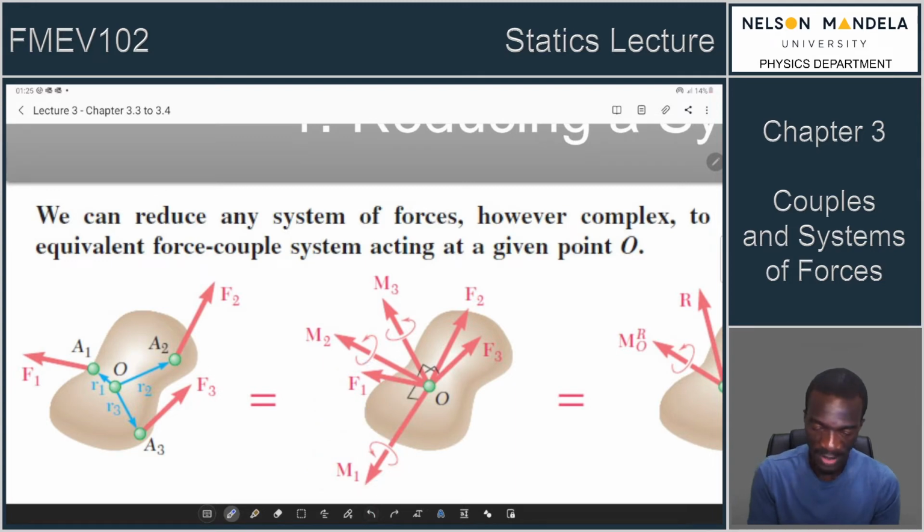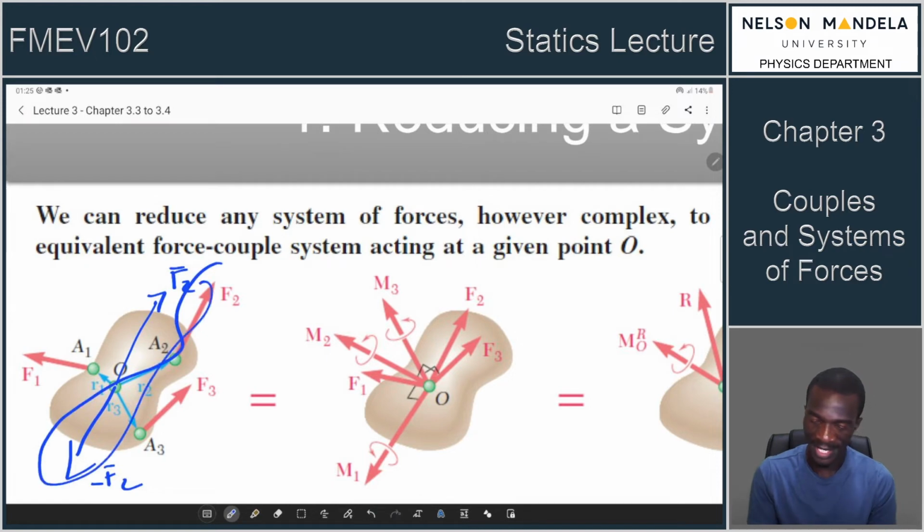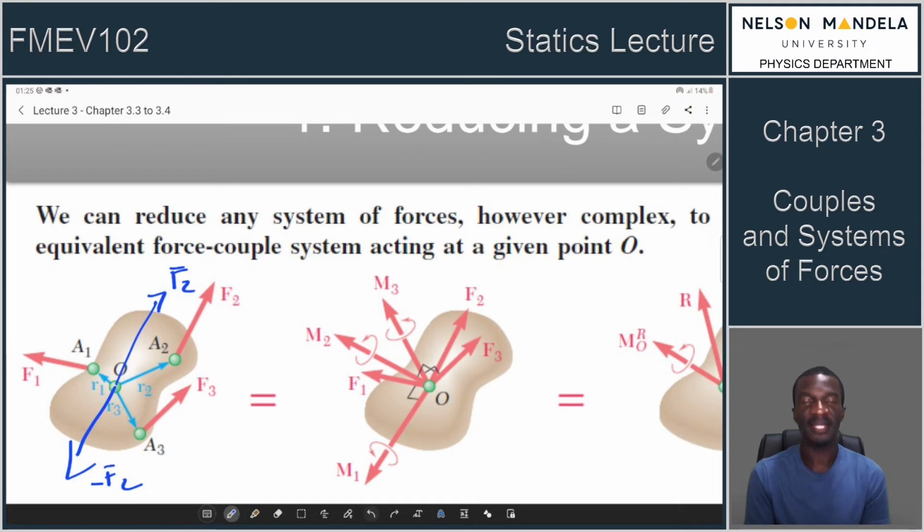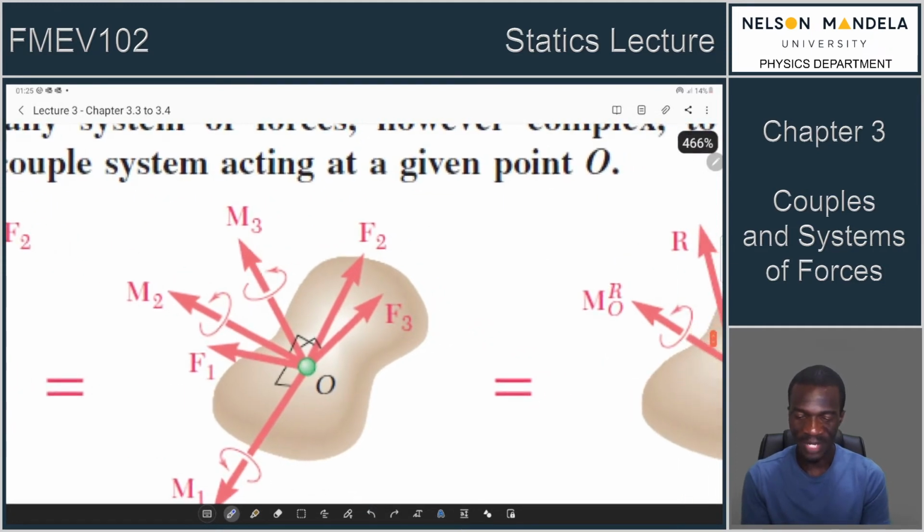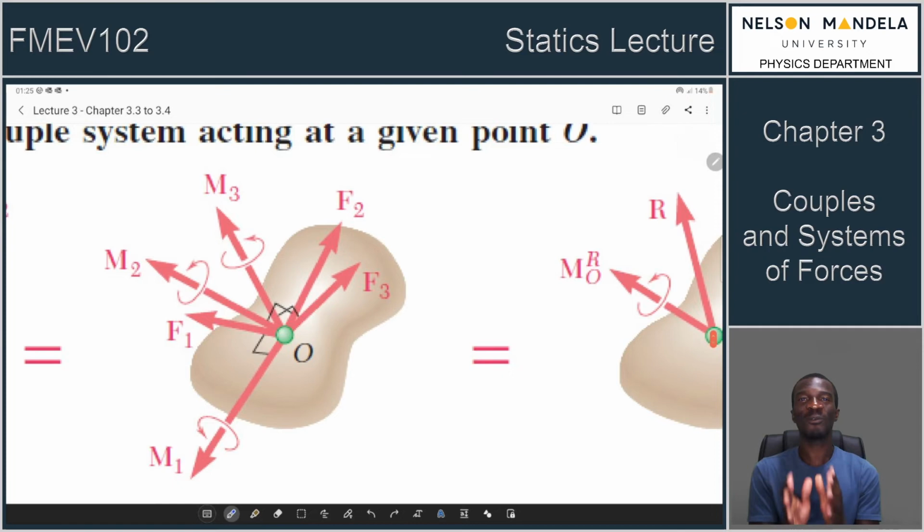The second one is F2. Again, we can move F2 to that point and provide a counteraction. So if we have our F2 and our minus F2, the F2 is now at that location, and then we have the other moment due to F2. The moment due to F2 is shown there. So generally, you will end up having a lot of moments and forces. Do you see that?